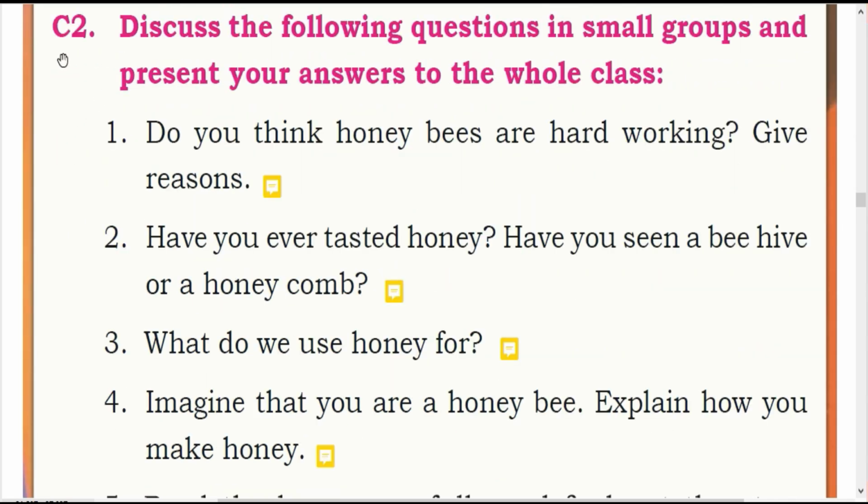Next, second heading, C2. Discuss the following questions in small groups and present your answers to the whole class. First one, do you think honeybees are hardworking? Give reasons.